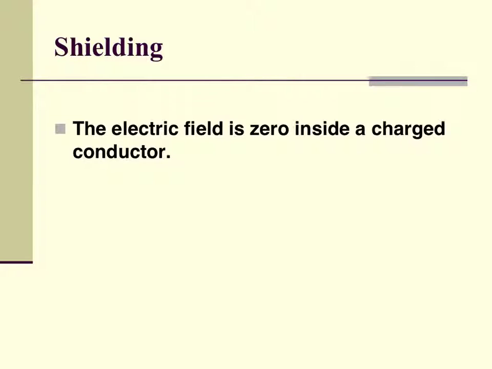We use this in several different ways. The electric field is going to be 0 inside a charged conductor. It's the way we shield computer hard drives and stuff like that. We will put a metal cage around the outside of it that will shield it.